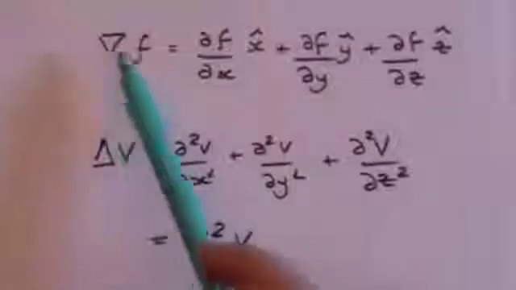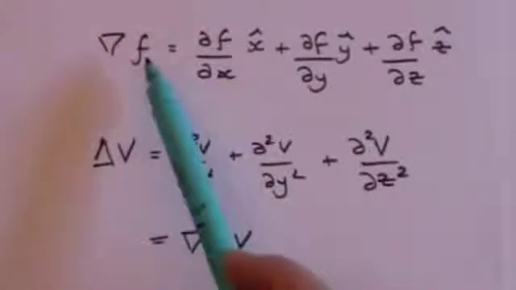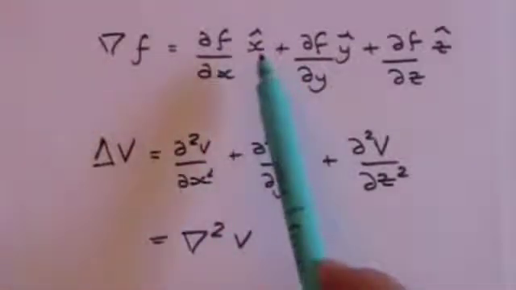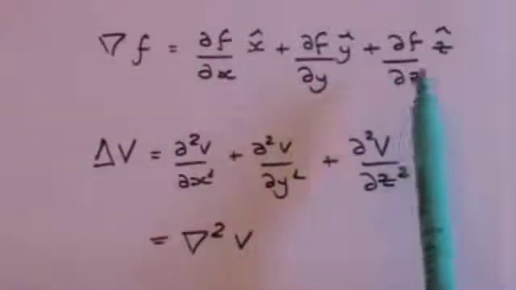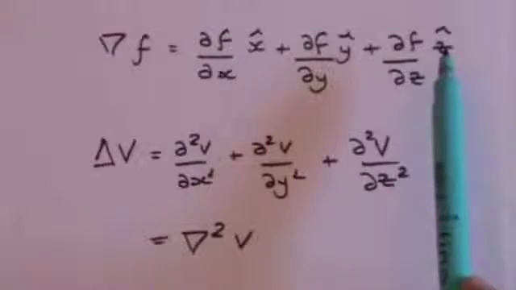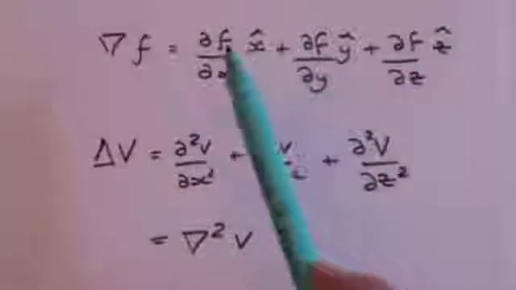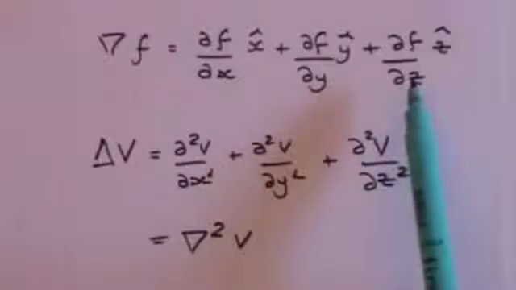For completeness, del f with no dot or cross is called the gradient, and this is of a scalar f. And that's simply df by dx in the x direction plus df by dy in the y direction, plus df by dz in the z direction. So it's basically the combination of the gradients, in three-dimensional space, of the scalar. That might be, for example, a temperature field. So you're looking at the rate of change of temperature in each of the coordinate directions x, y and z.